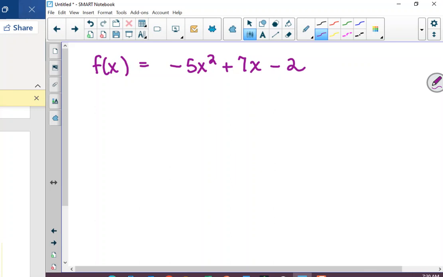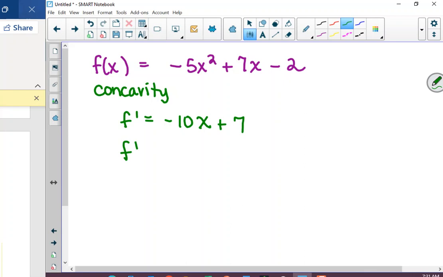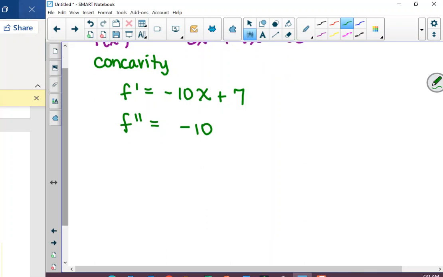So, f of x equals negative 5x squared plus 7x minus 2. Once again, if we're going for description of concavity, we got to go first derivative, second derivative, and then you're like, well, what the heck am I supposed to do now? I can't make that equal 0 because it doesn't have an x in it. It's just negative 10. This is actually the best kind. This is the easiest kind. No critical values.